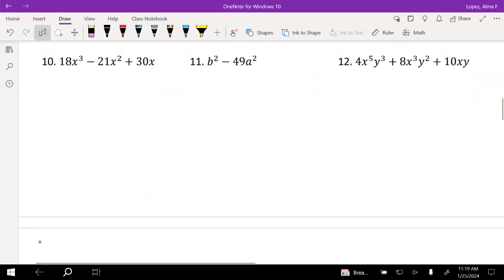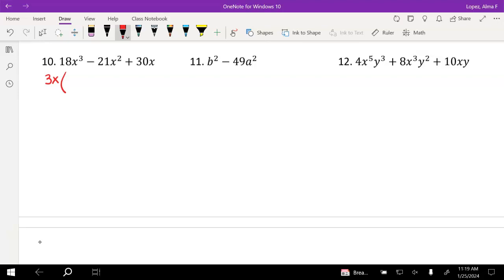This is our factoring test review part 2. All right, on number 10, definitely a greatest common factor problem. They look like they have a 3 in common and an x. You can go ahead and write the factors on top if you need to.